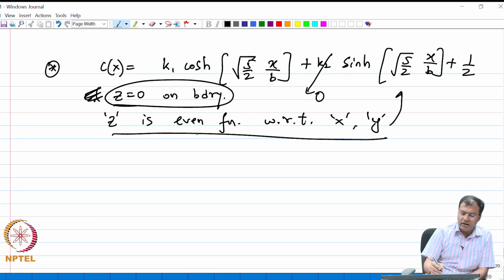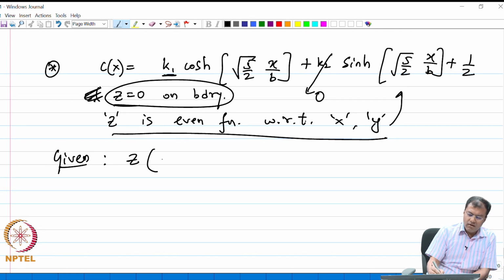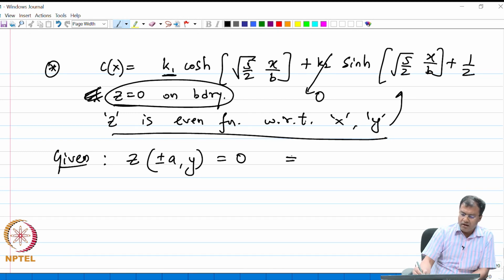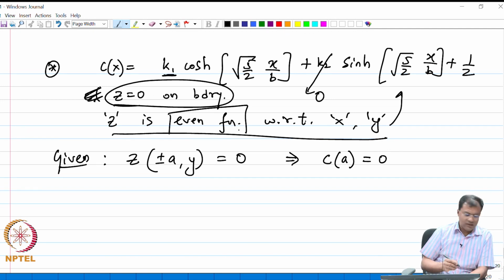Even if we do not know the symmetry, even if we do not know that z is an even function, we can use both the boundary conditions, not a problem. Right now, I am just simplifying. So, now we only have one parameter to solve for, that is K1, and we also know that z of plus minus a comma y, the solution vanishes on the boundary. So, I can very well use the fact that c of a is 0, do not need to use the other boundary condition because we have already used the fact that z is an even function. Okay.